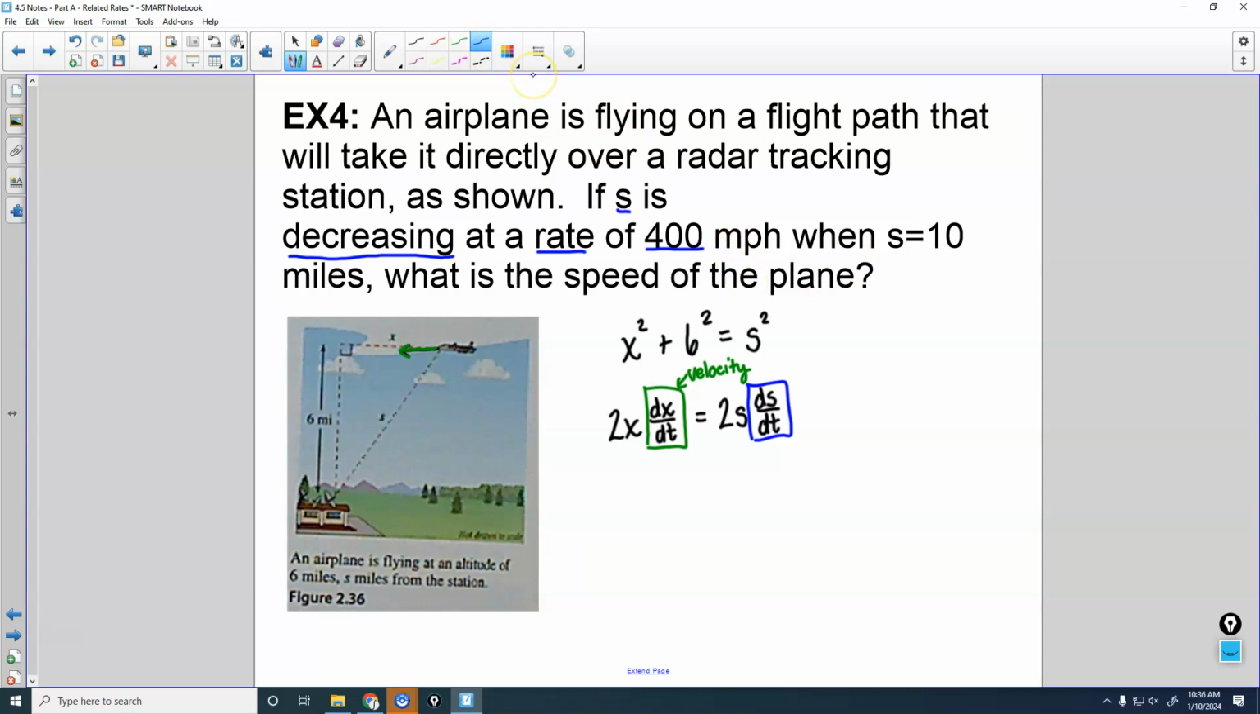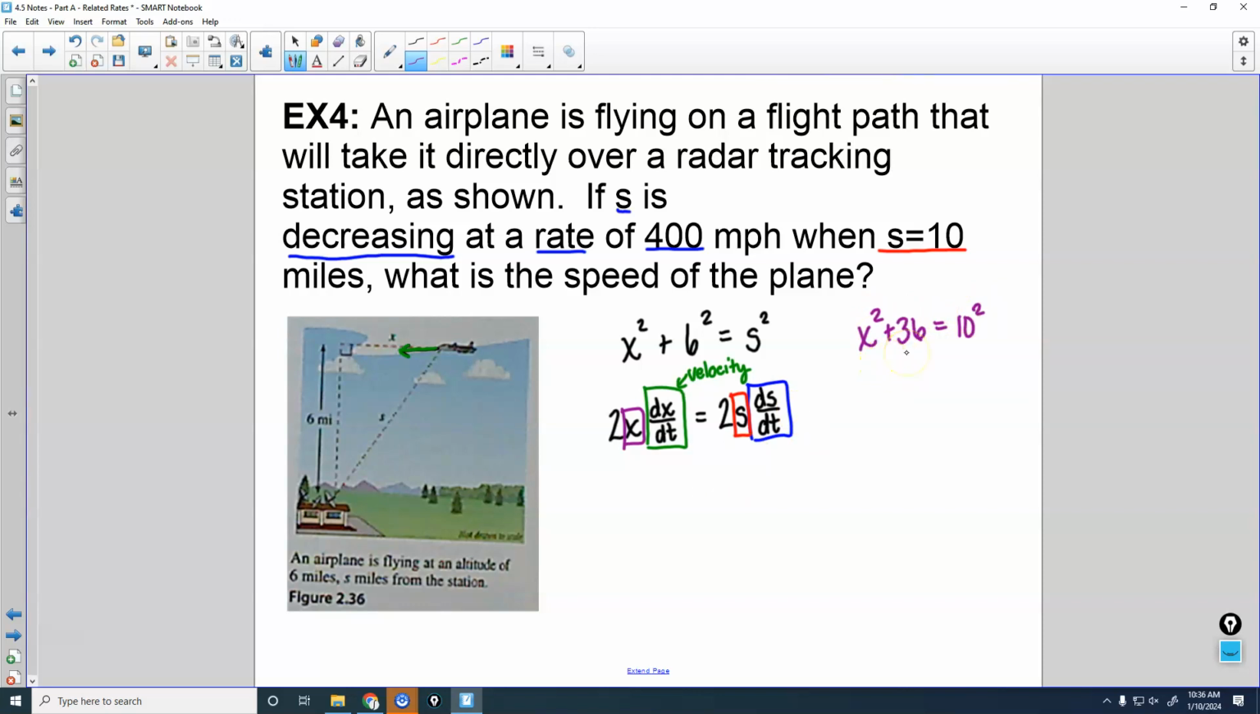Okay, so then it gives us, it's pretty clear right here, right? S equals 10 miles, so s equals 10. That one's pretty easy to find. We have one more variable over here. We've got an x. X is not given, right? Perfect. x squared plus 36 equals 10 squared.